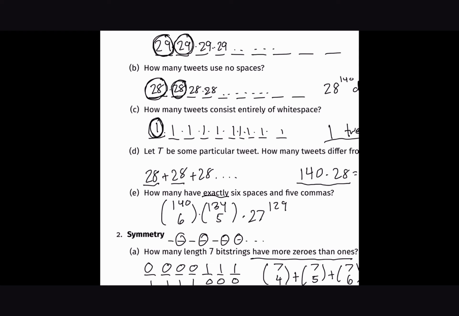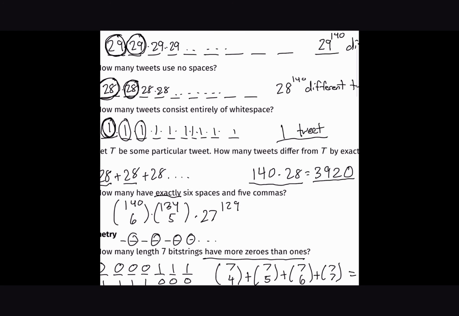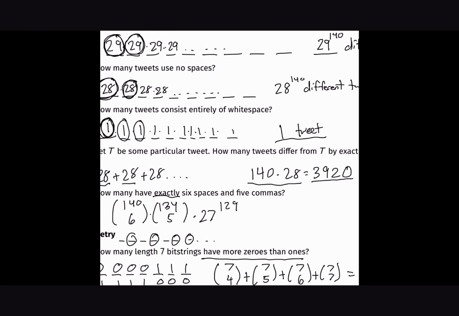So we can do the same argument for the second character, which means there's only 28 different ways to replace it with a different character. Same with the third character. Thus, we have 140 characters in our message, and each character has 28 different ways to be replaced. So thus we have 28 times 140, which is 3,920 different ways.